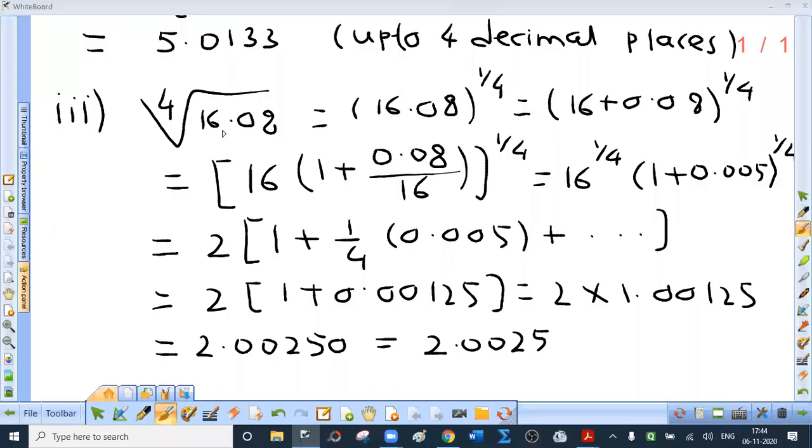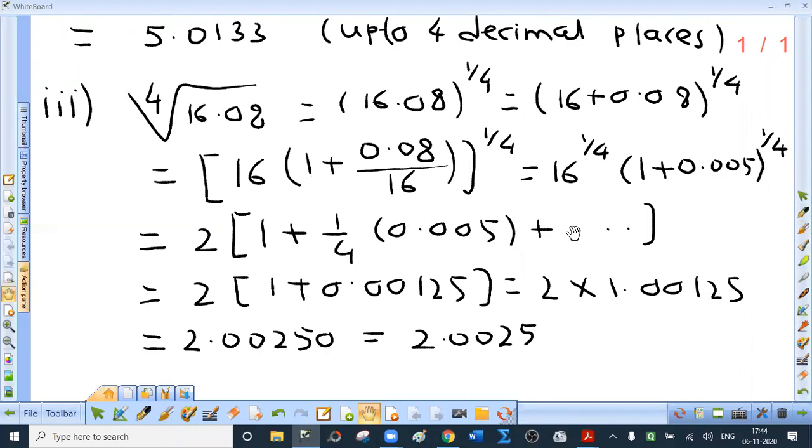Third part, fourth root of 16.08 means 16.08 raised to 1 by 4. Now 16.08 is 16 plus 0.08. Within bracket take 16 common. Fourth root of 16 is 2. Now expand this using (1 plus x) raised to n. So that is what? 1 plus nx. No need to consider the next term. It is too small to be taken into consideration as we are asked to find answer correct up to 4 decimal places. Now I have written 0.005 for this. Now again divided by 4 to get 0.00125. So 2.0025 is the final answer.